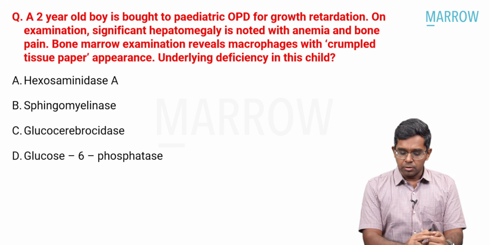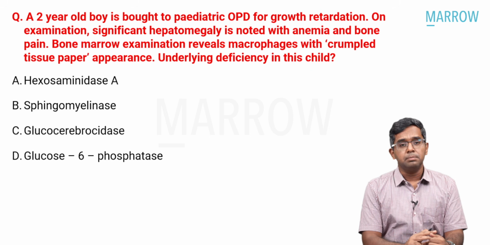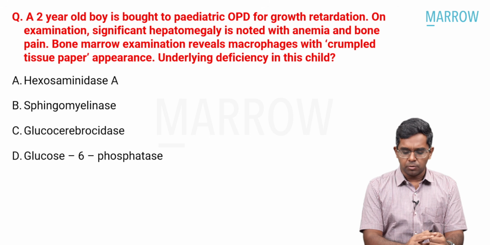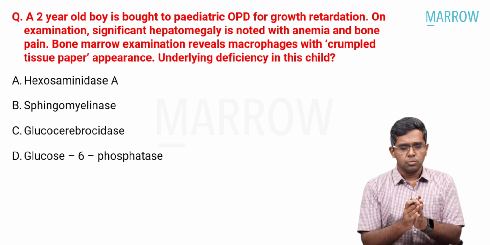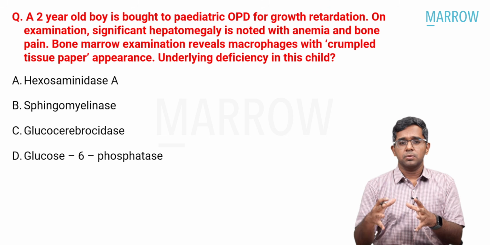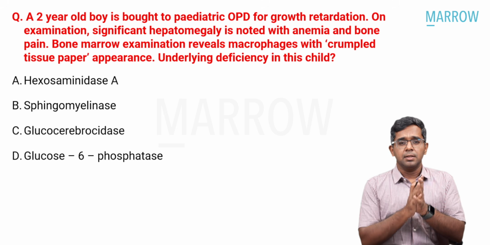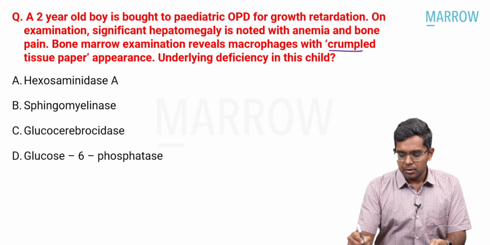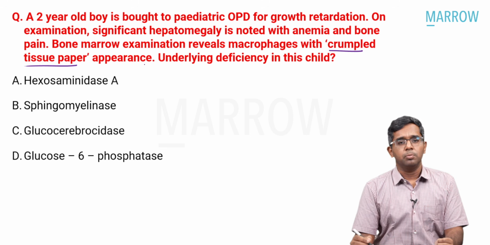Bone marrow examination reveals macrophages with a crumpled tissue paper appearance. What is the underlying deficiency in this particular child? Okay, as I told you, for the last 1 or 2 NEET-PG exams, this question has been repeatedly asked, and the same clue is being given in almost all the exams. What is that? Crumpled tissue paper appearance on the bone marrow examination.